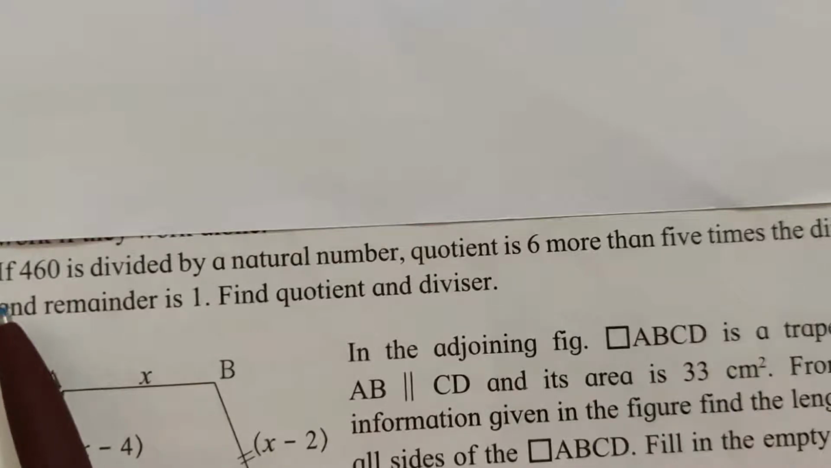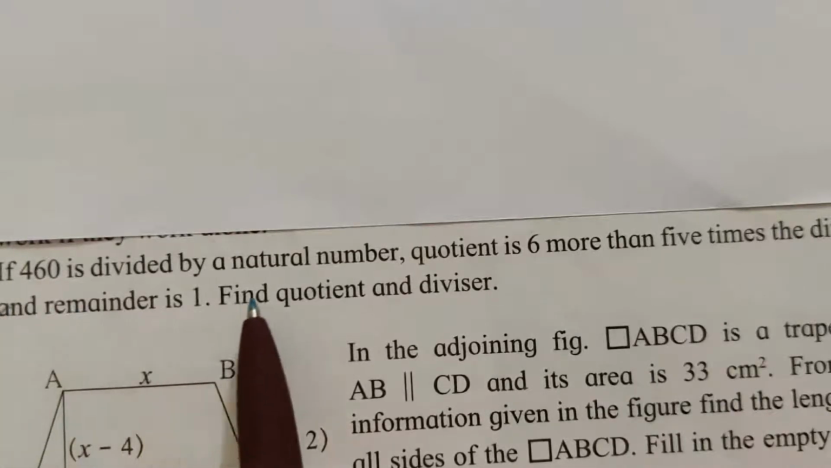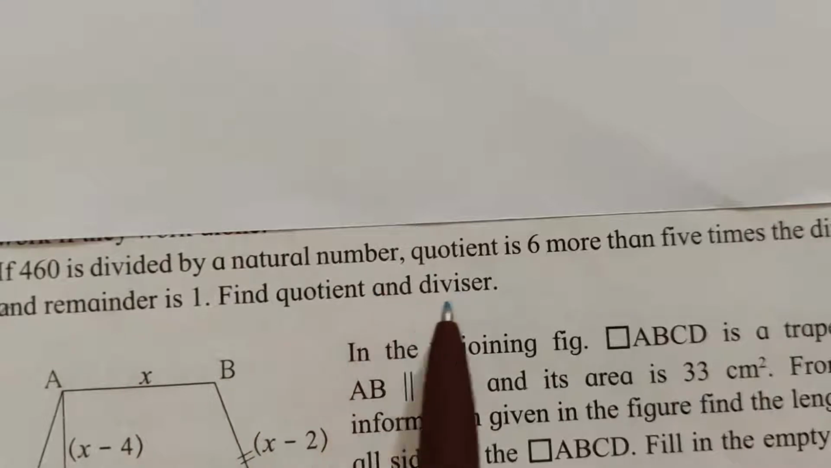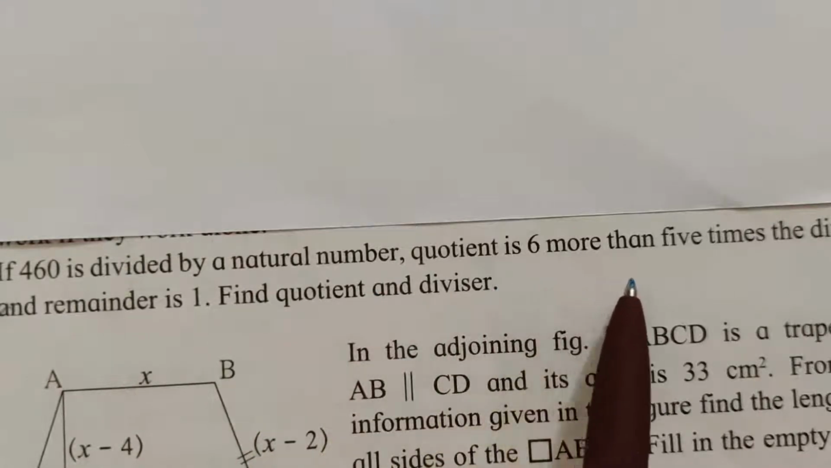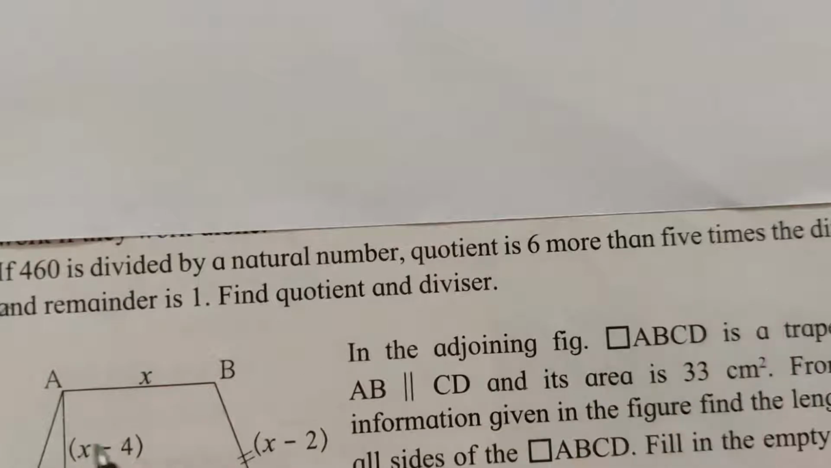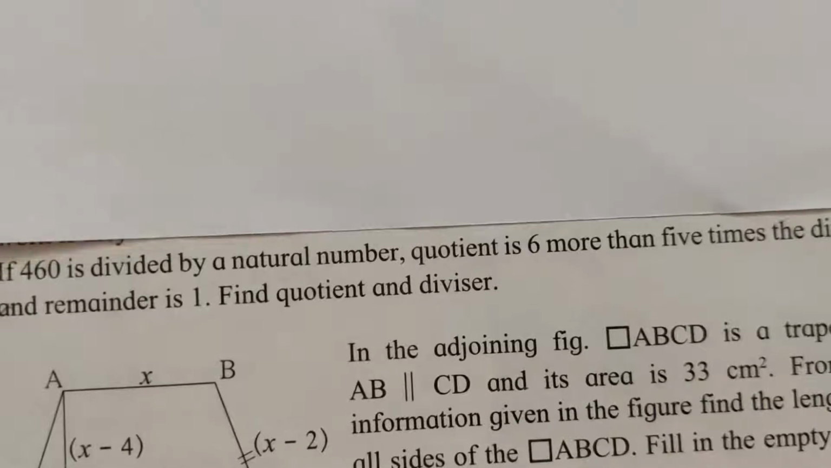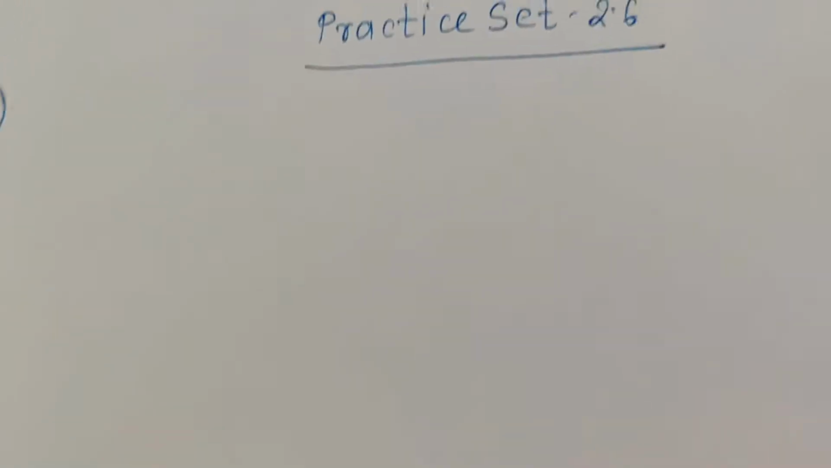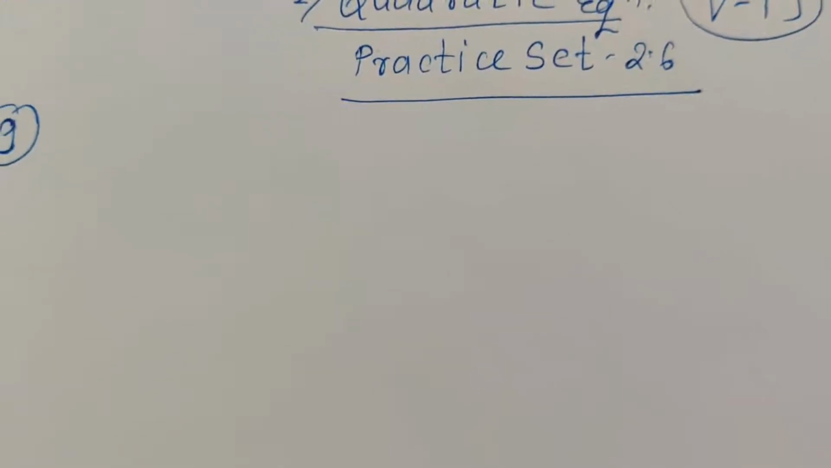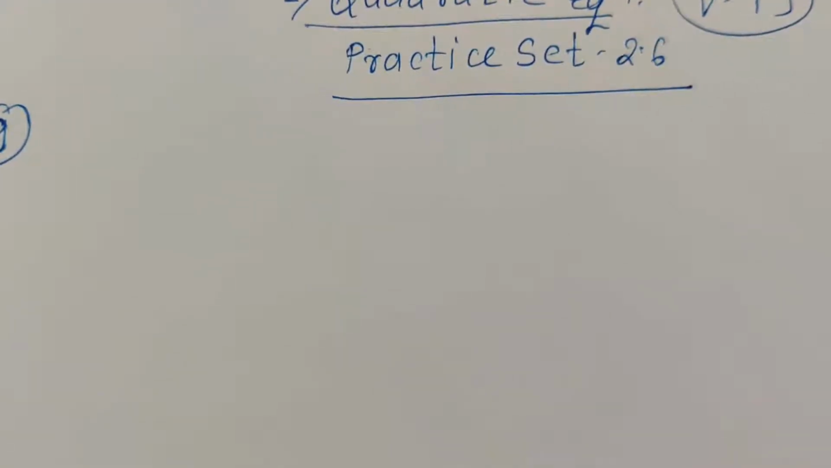See the example. If 460 is divided by a natural number, the quotient is 6 more than 5 times the divisor and the remainder is 1. Find the quotient and divisor. So here we will solve the example. Keep the example open in front of you.